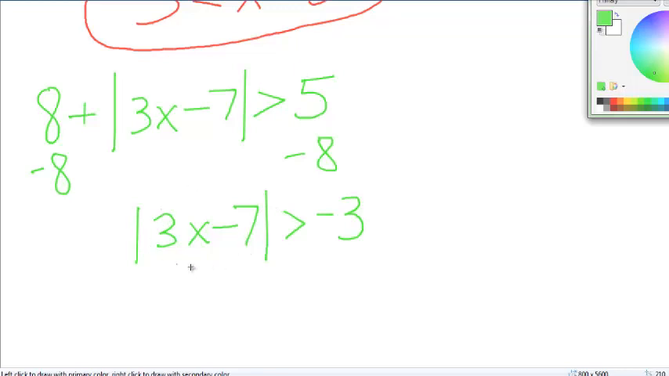So when we see an absolute value compared to a negative number, we always have to stop and just use some logic and think through, when is this absolute value bigger than negative 3? And the answer is always. A positive number is always greater than negative 3. And so this would be all real numbers.